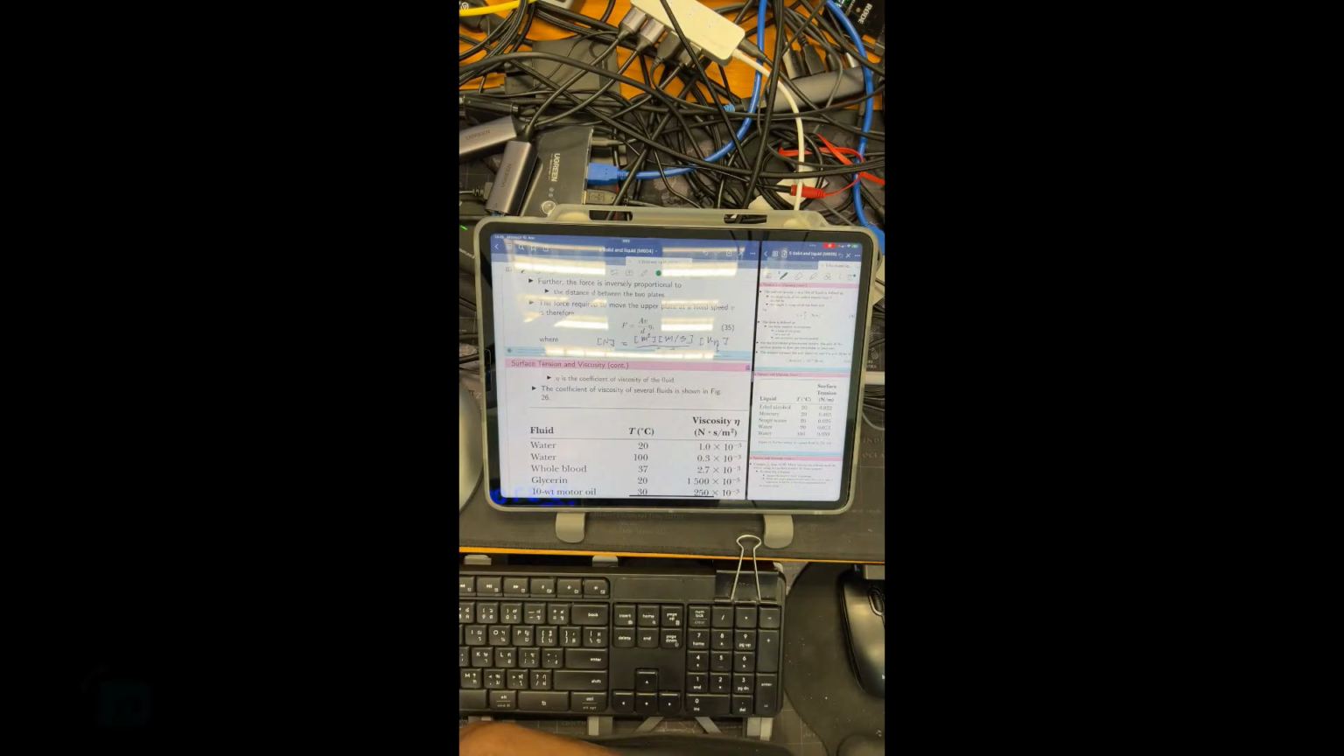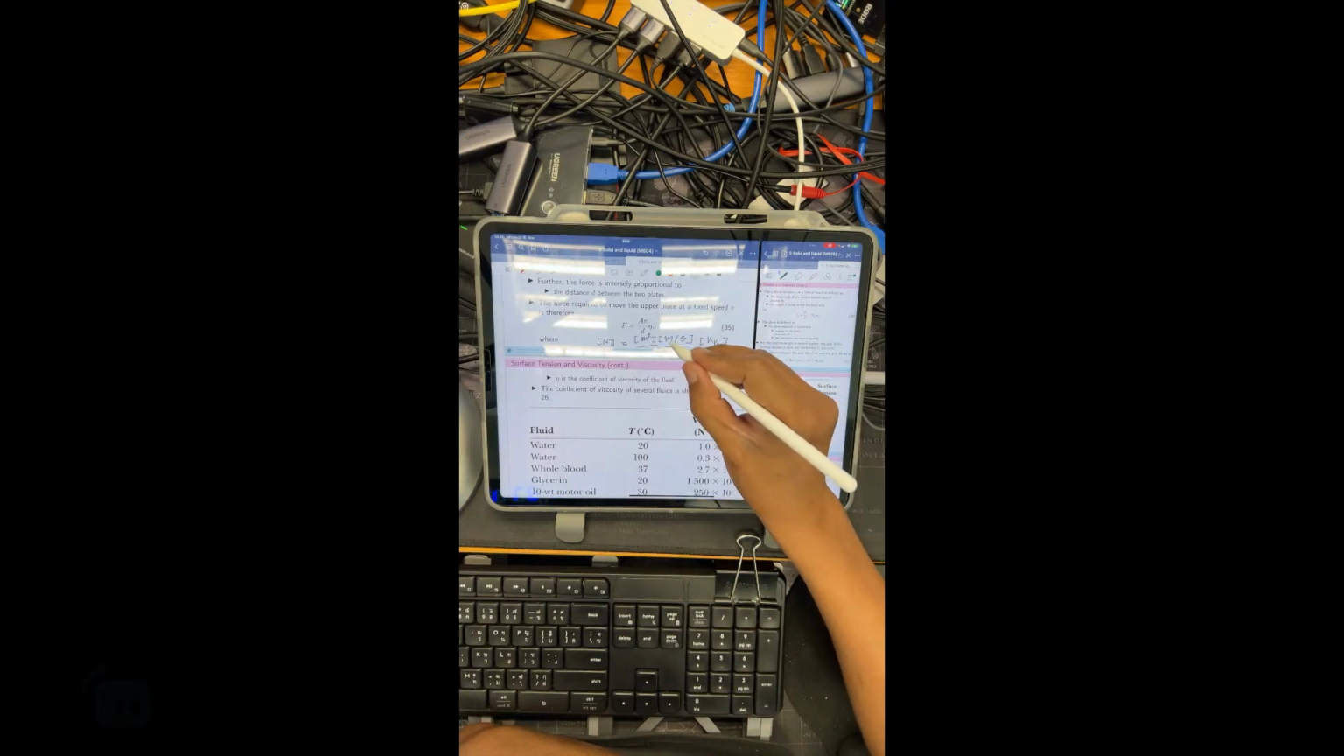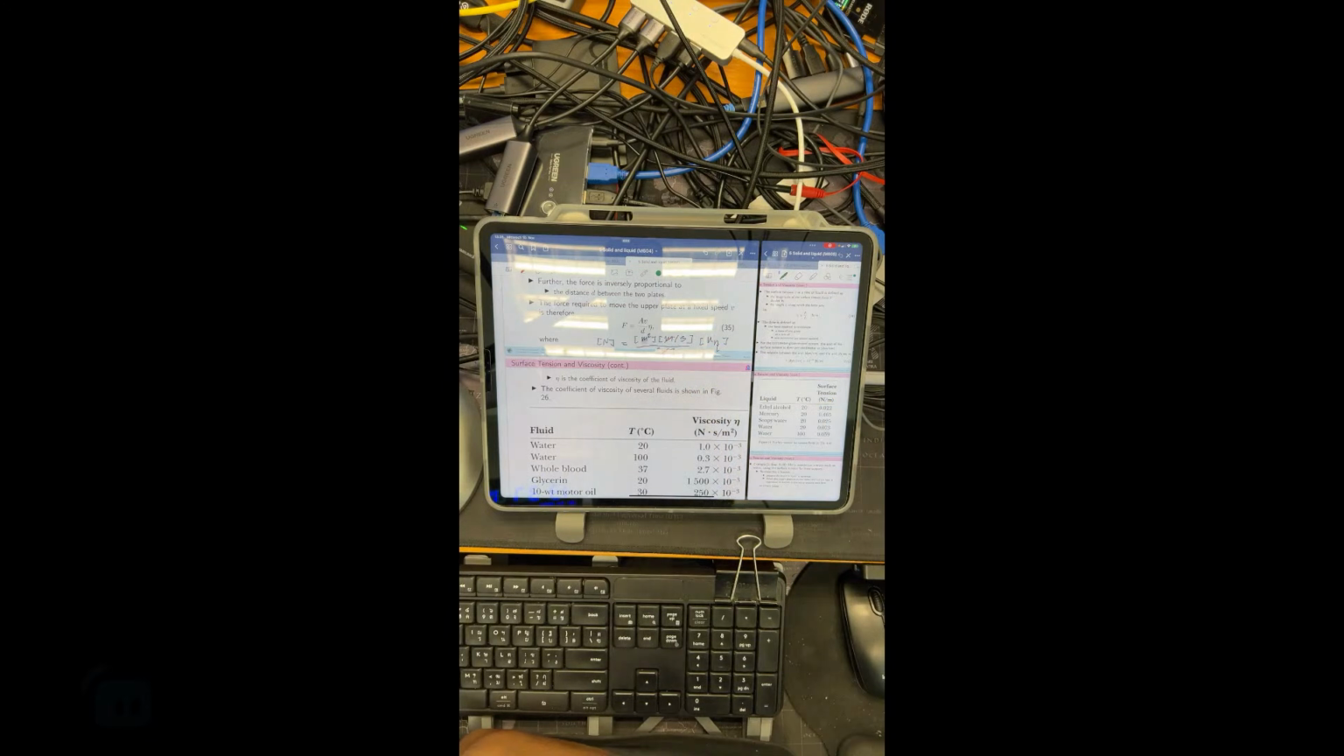First, you can cancel the meter and meter, so you would have meters square by second at this side. You move second to the left, you move meter square to the left. At the denominator, you would have Newton second per meter square. And that's the unit of viscosity.